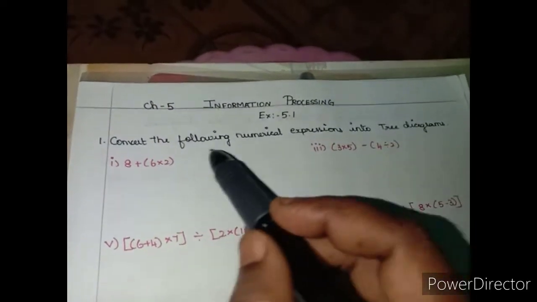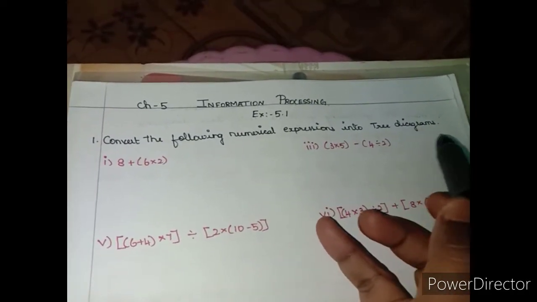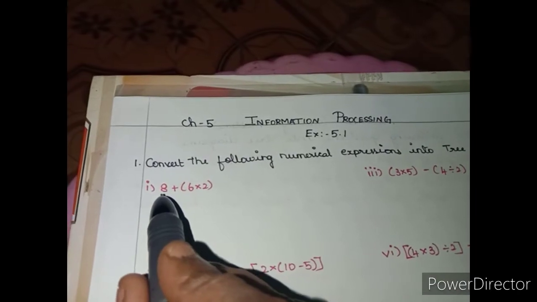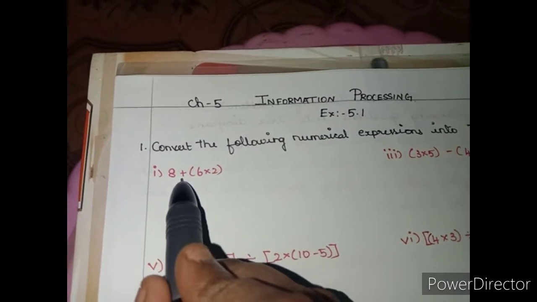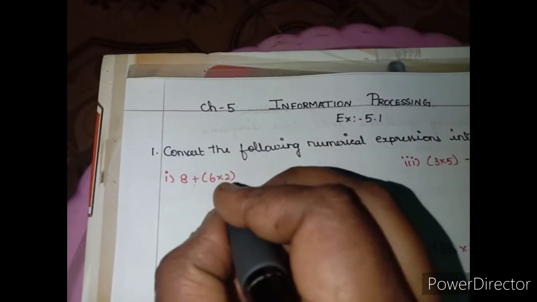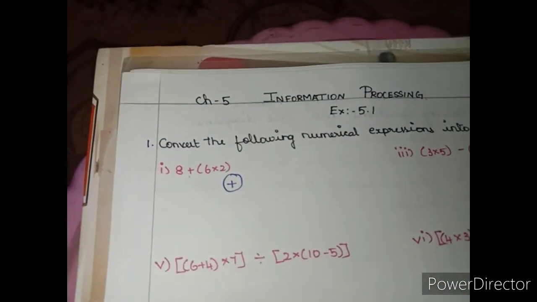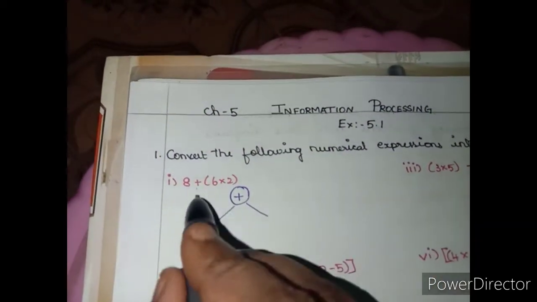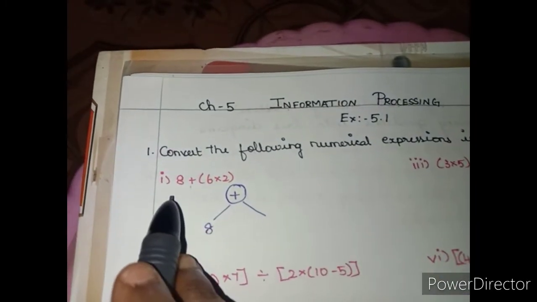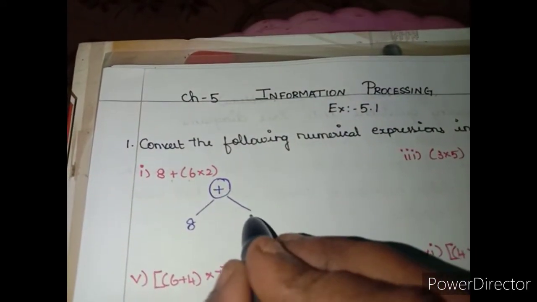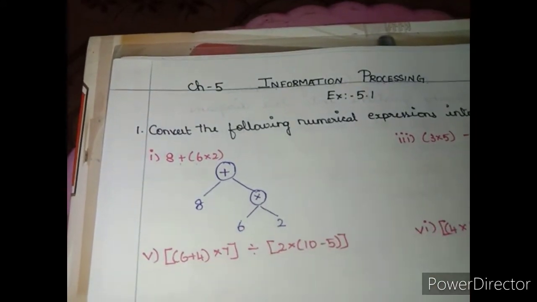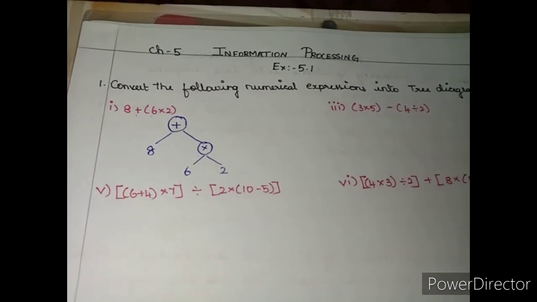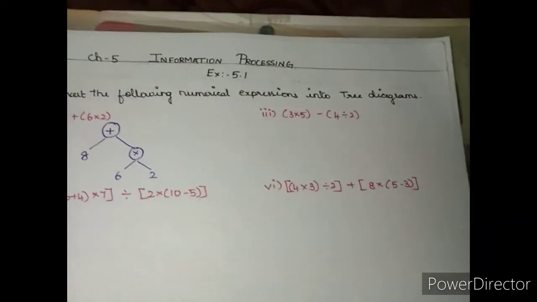See the first question. Convert the following numerical expression into a tree diagram. The expression given is 8 plus 6 into 2. What is the main operation here? Addition is the main operation, so that should be written first. Next, the first one is 8; other than that we don't have anything. Here this has one expression, 6 into 2. So multiplication in a circle, 6 and 2. So this is the tree diagram. Very simple one. We'll go with the next question.